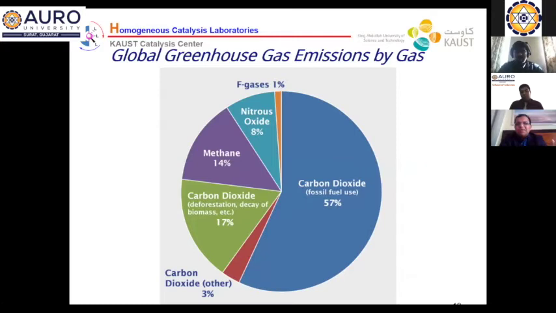Looking at global greenhouse emissions, carbon dioxide that comes from fossil fuels is 57%, which needs to be a serious concern. How can we solve these problems? Going further, other carbon sources include biomass, deforestation, and other types of gases. But carbon dioxide is the main concern around the world in facing the problem of global warming.